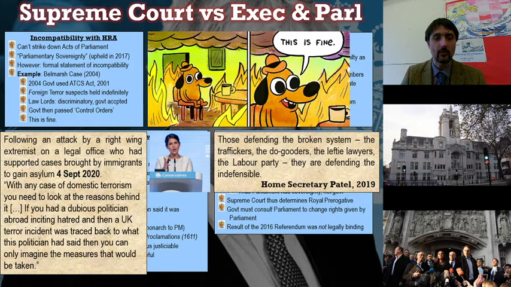With any case of domestic terrorism, you need to look at the reasons behind it. If you had a dubious politician abroad inciting hatred, and then a UK terror incident was traced back to what this politician had said, then you can only imagine the measures that would be taken. The man accused of the attack, and later convicted, said that he carried it out because he wanted to deal with, and I quote, the do-gooders, the lefty lawyers.